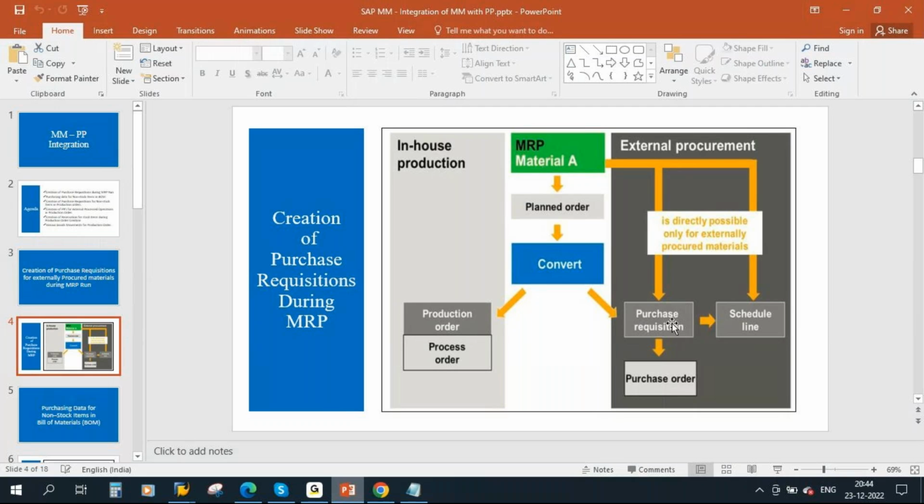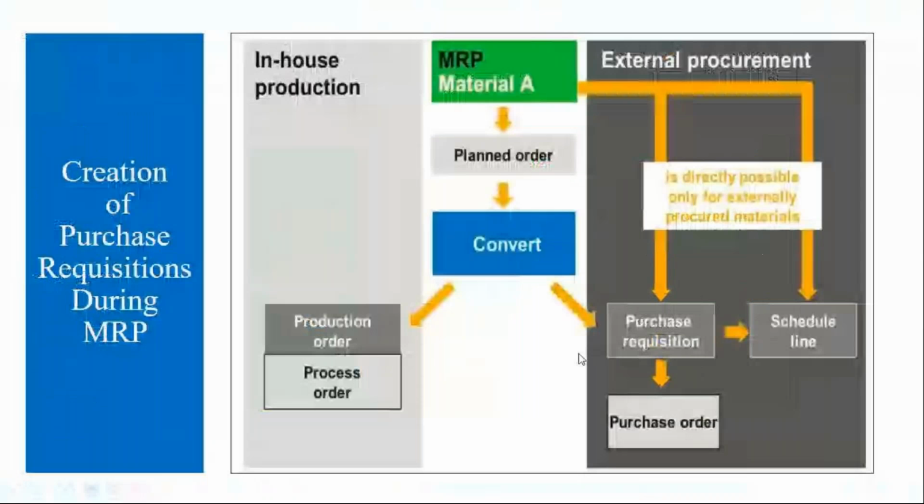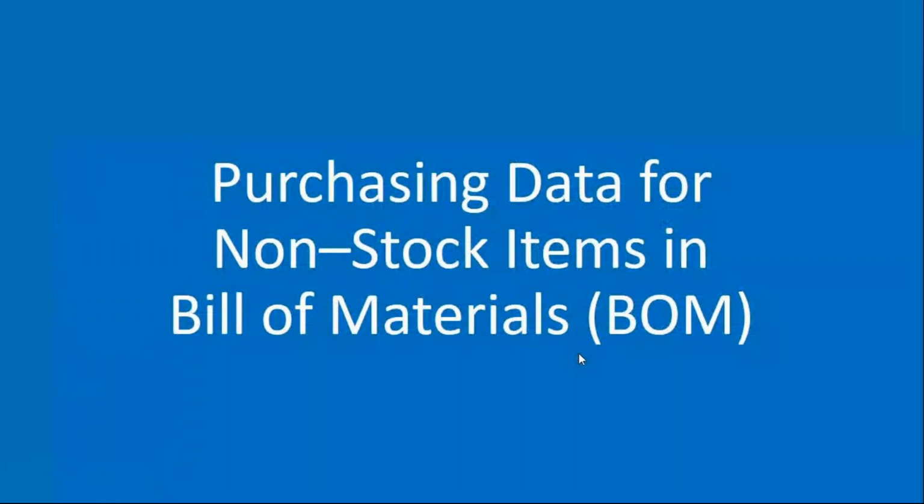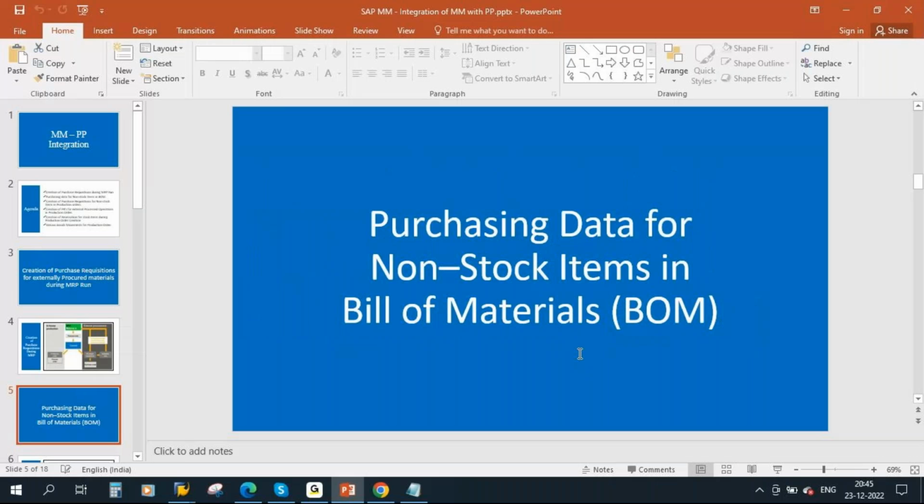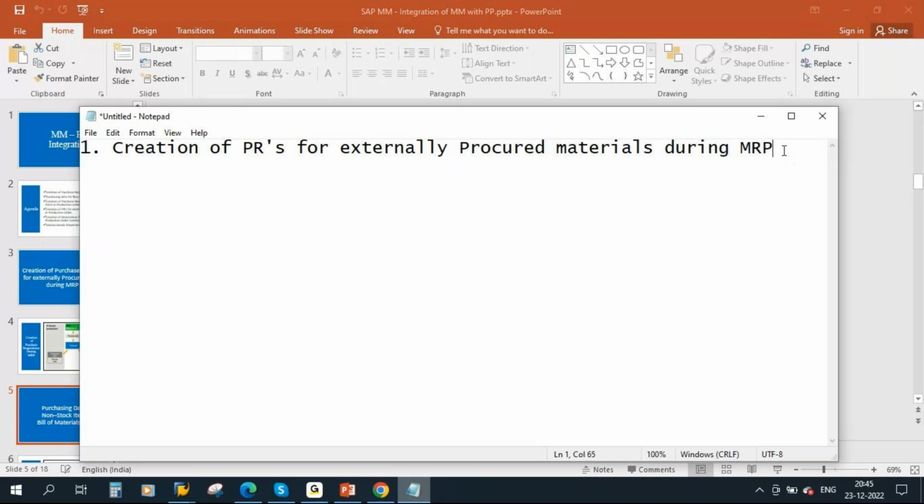Okay, I will not be going into the details of converting purchase requisition to purchase order and then goods receipt and the invoice verification. I will not be covering that because those are already covered in our regular training sessions. In the purchasing, here we are exclusively discussing only the integration points. So let's continue. Now the next one is purchasing data for non-stock items in BOM.